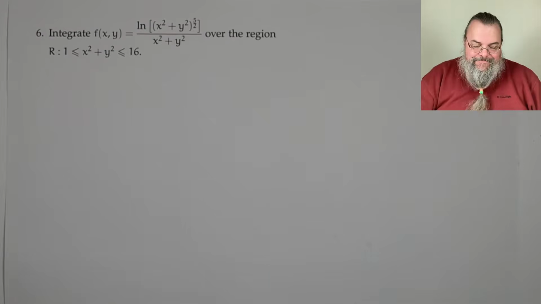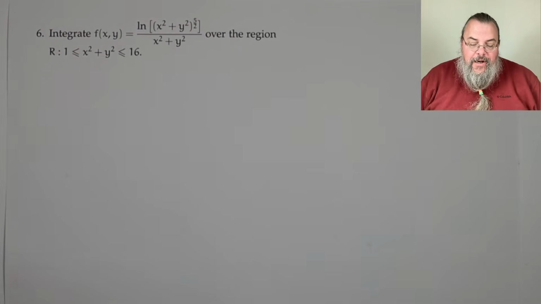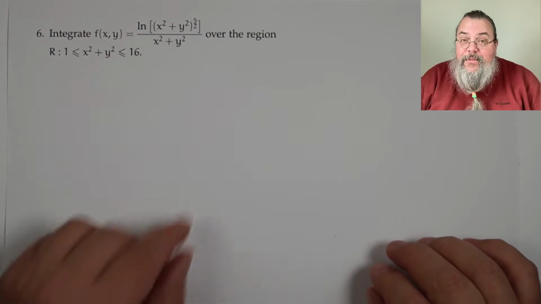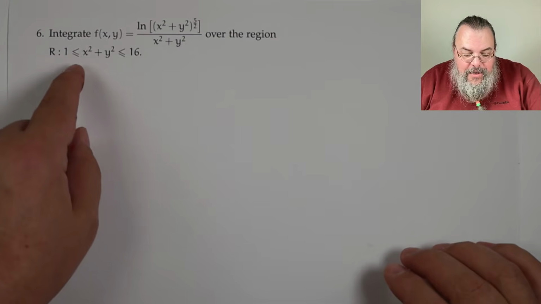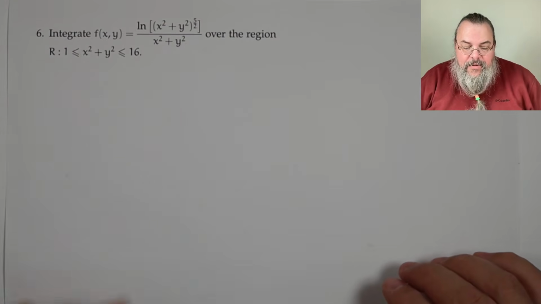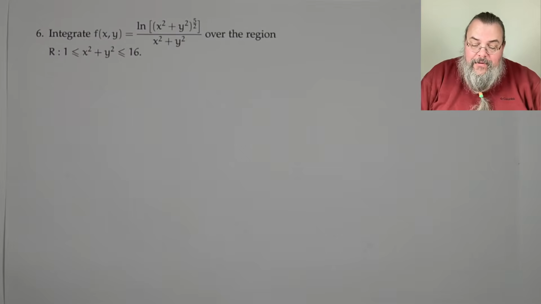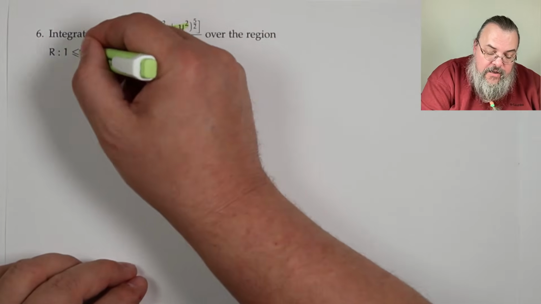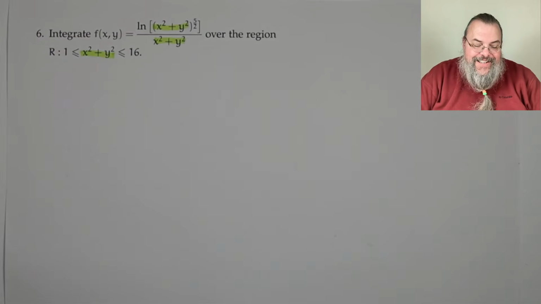Number 6, integrate the function f of x y equals log of (x squared plus y squared) to the 5/2 over x squared plus y squared over the region R, 1 less than or equal to x squared plus y squared less than or equal to 16. Now, as we look at this problem, we say, whoever wrote this problem really loved x squared plus y squareds. But what is it telling us?